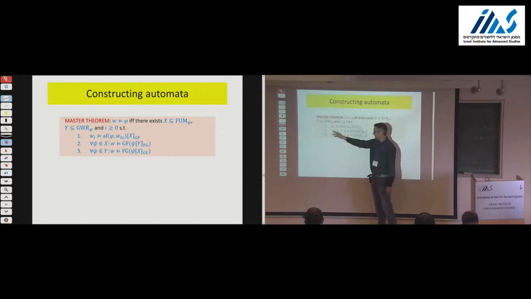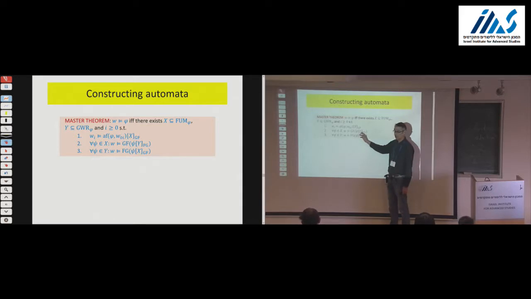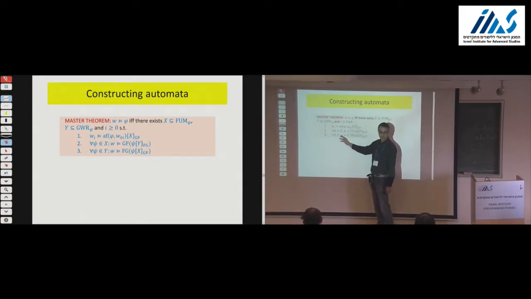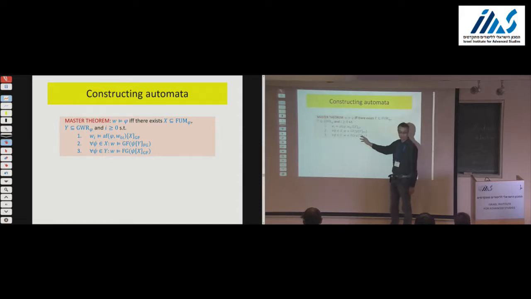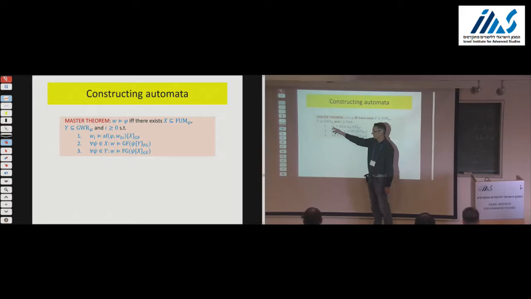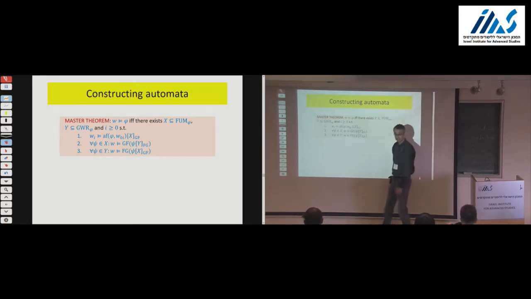Then you check that your guess for X is correct, assuming that your check for Y is correct. You check that your guess for Y is correct, assuming that your check for X is correct. And you check that the suffix WI satisfies the formula it should satisfy, the formula phi after prefix W0I, assuming that your check for X is correct. Okay? That's what it says.